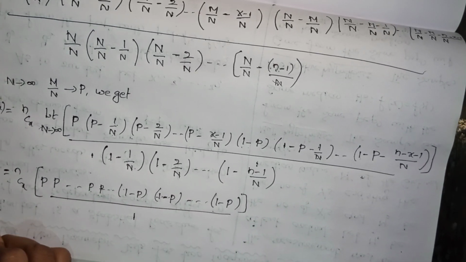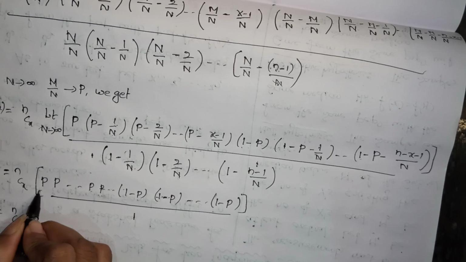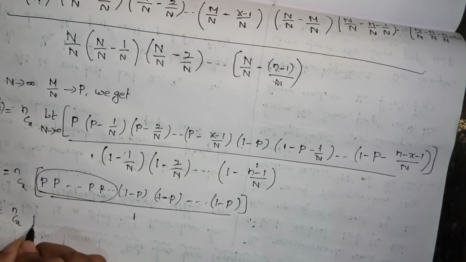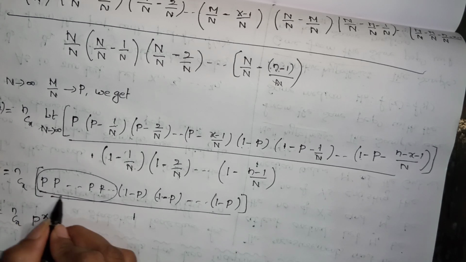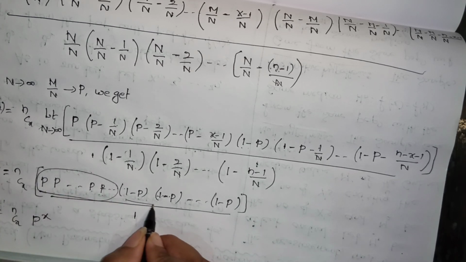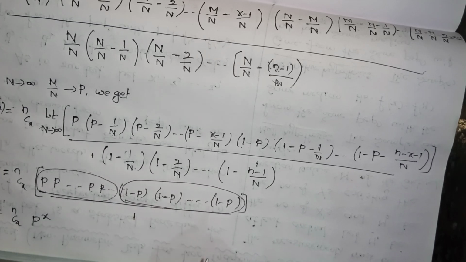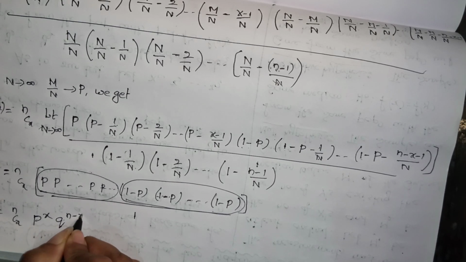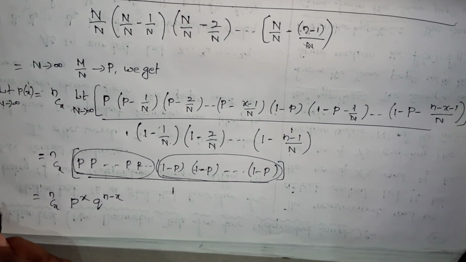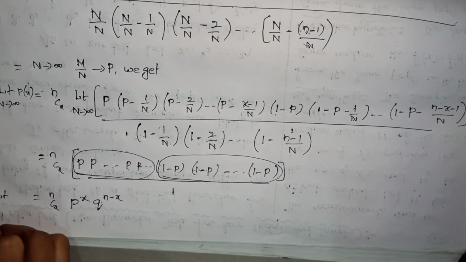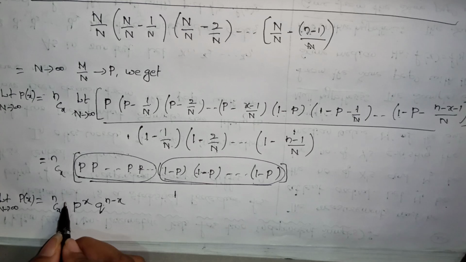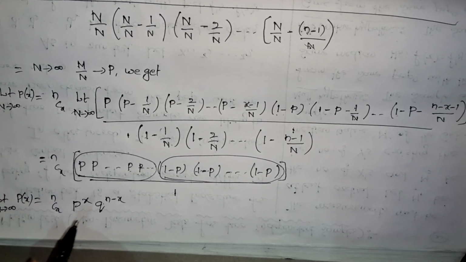Okay, so now nCx, how many p's are there here? We have p power x, we have to treat. Why? Because there will be x terms. And here how many terms will there be? n minus x terms. So q power, 1 minus p is nothing but q, q power n minus x terms we have. So that means limit capital N turns to infinity, p of x equals nCx p power x into q power n minus x.